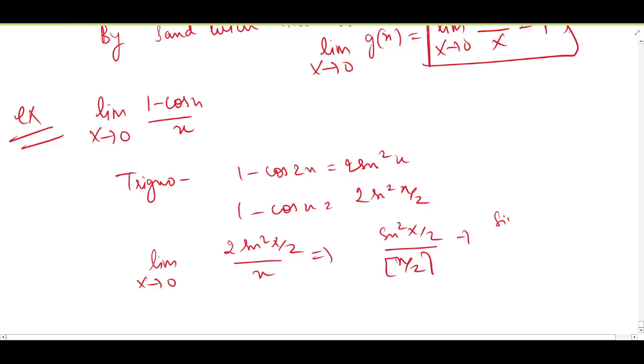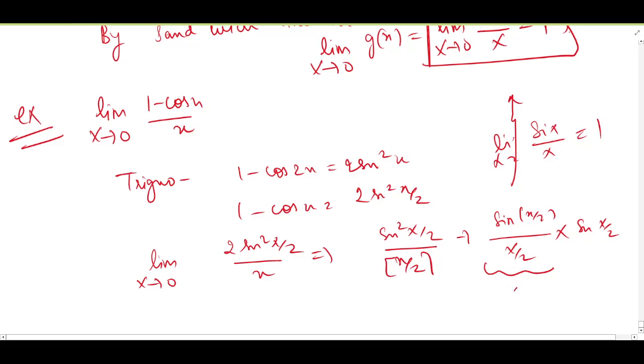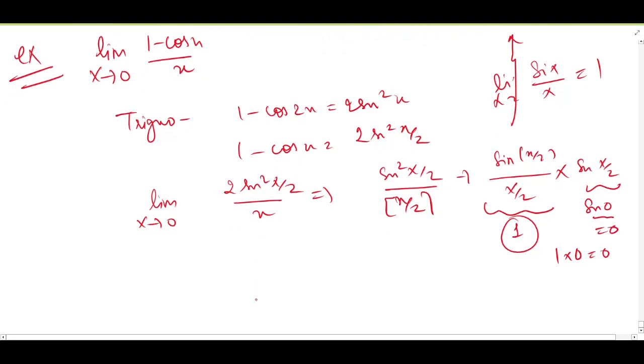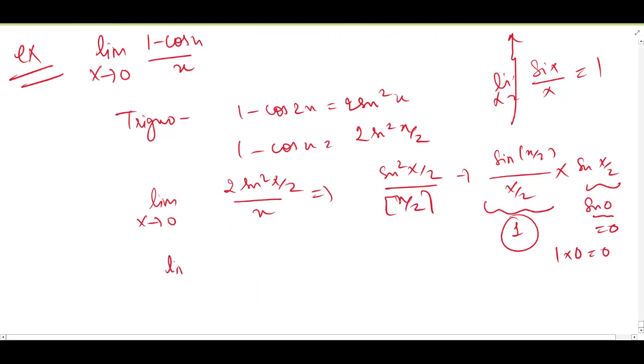Now split the terms: sine x by 2 divided by x by 2, into sine x by 2. This is the above limit, that is sine x by x where limit x tends to 0 is equal to 1, so this value is 1. And if we put x equal to 0, sine 0 will be equal to 0. So 1 cross 0 is equal to 0. Therefore limit x tends to 0 of 1 minus cos x divided by x is equal to 0.